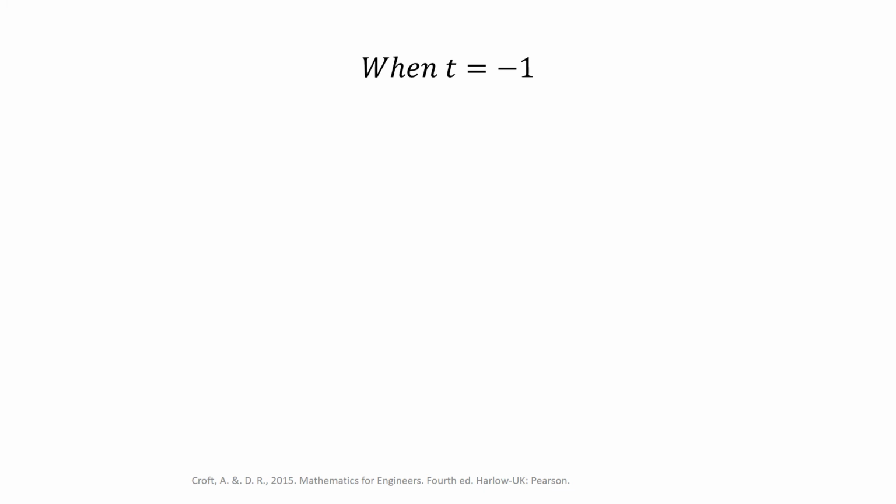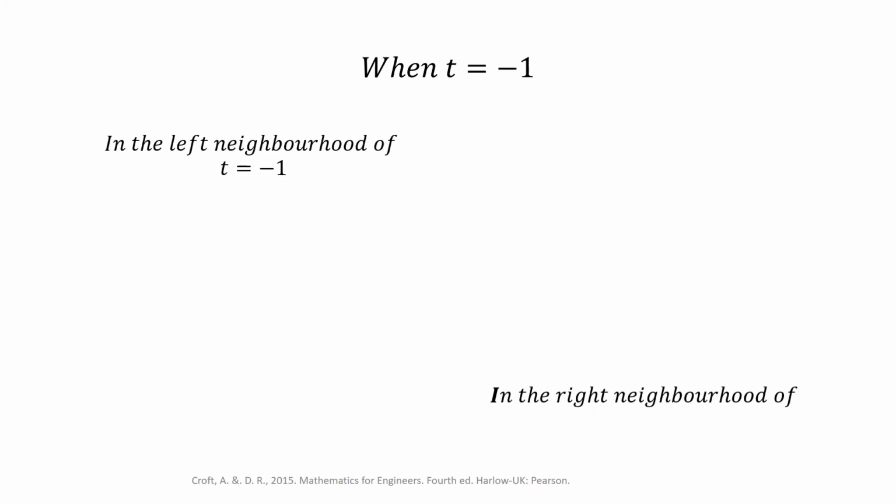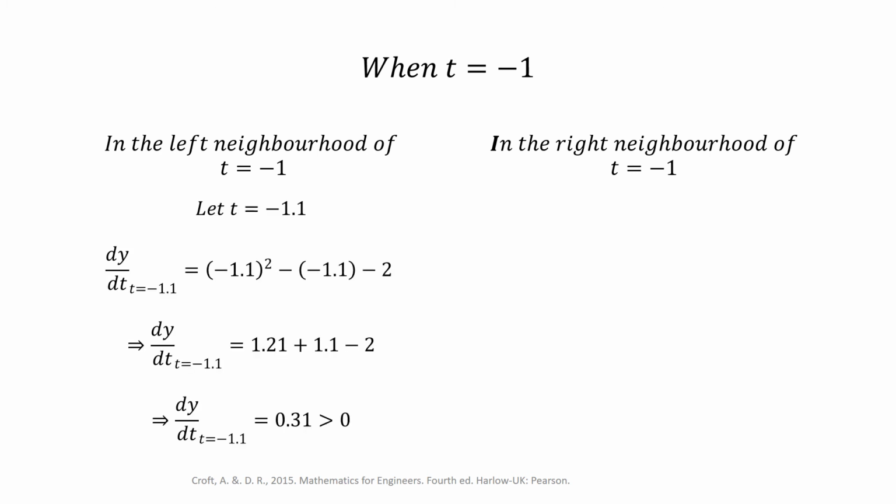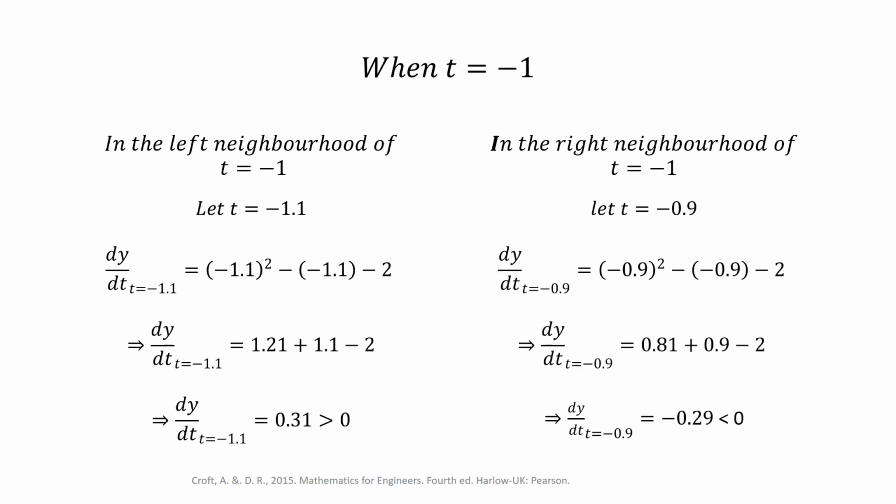So let's study first at -1, before -1 and after -1. For the value less than -1 I took -1.1, and for the value greater than -1 I took -0.9. Okay, for the smaller value it's coming 0.31, which is positive, and for the bigger value it's coming -0.29, which is negative. So positive and negative. Which point could this be? Yes, you are right, this is a maximum point.